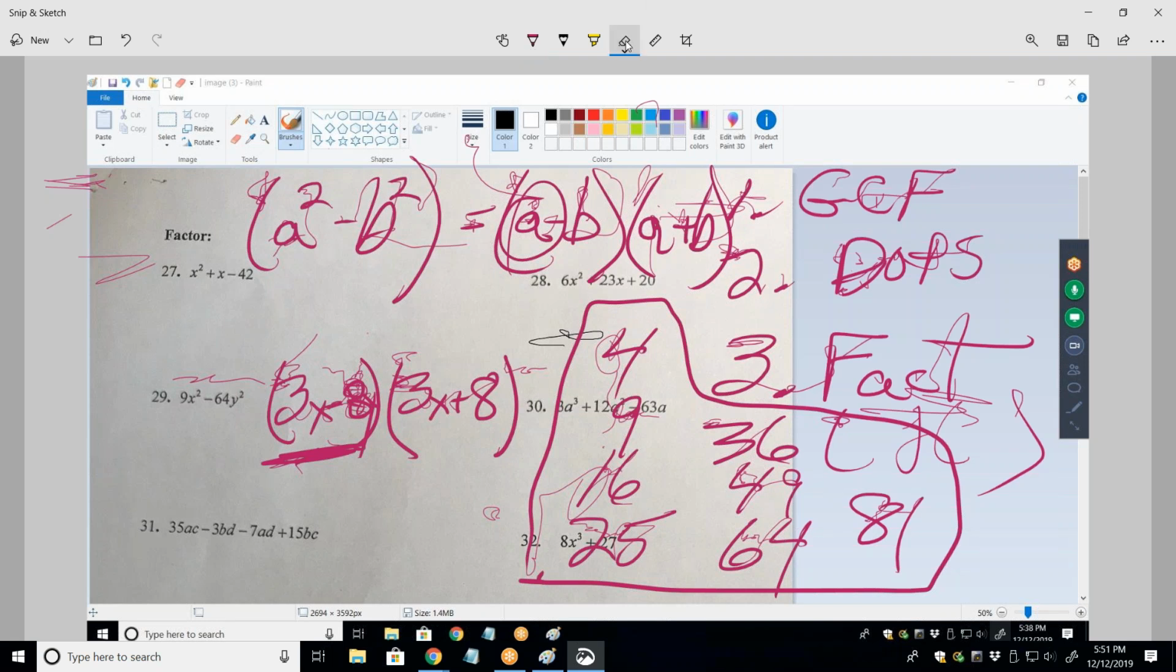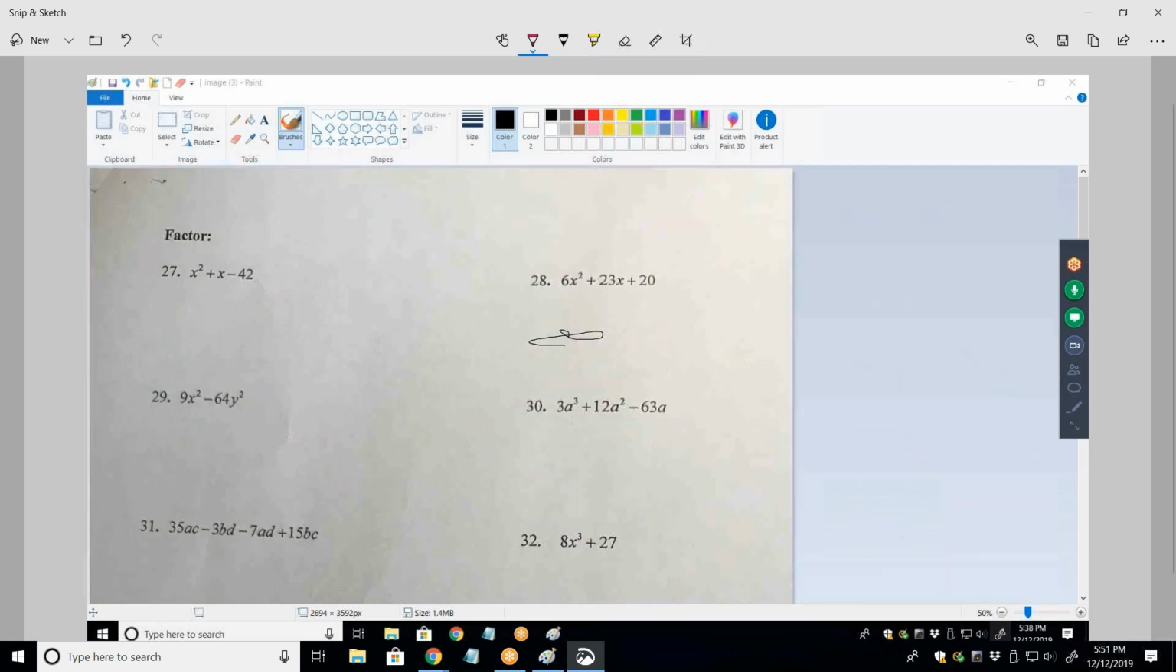All right, let's go on. 30. Again, think about that list of priorities when you're factoring. First thing is greatest common factor. Can you do that here on number 30?